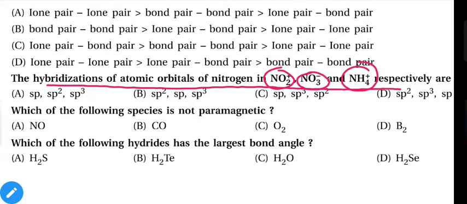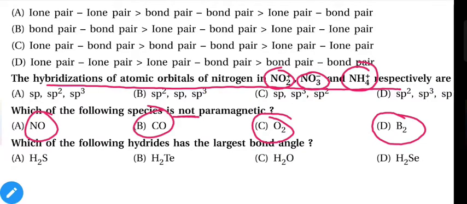Then the next question: which of the following species is not paramagnetic? We can check O2 and B2, which are already mentioned in our textbook, but what about NO and CO? To find their magnetism, first we have to find their molecular orbital diagram. The MO diagrams of NO and CO will be discussed in the upcoming points, so we are going to discuss them in detail.